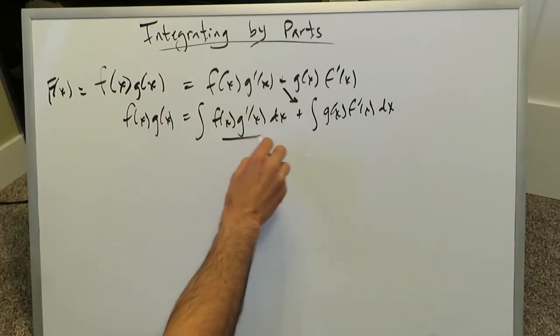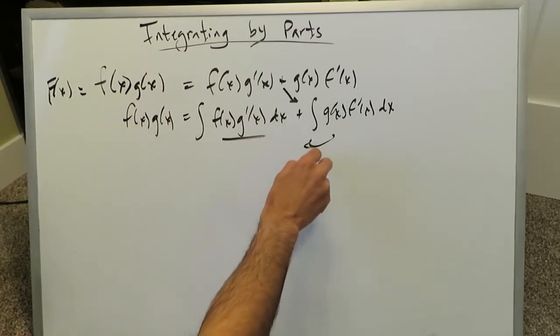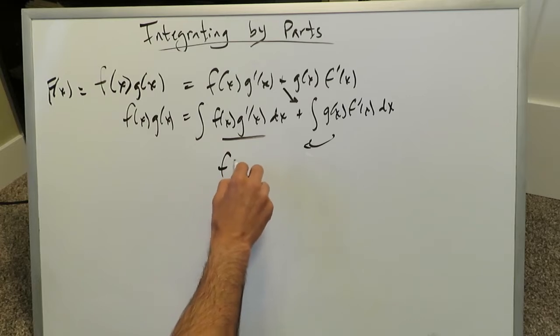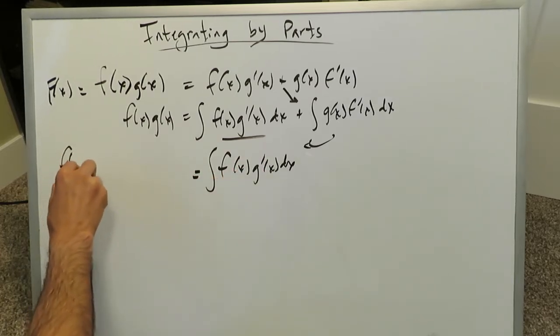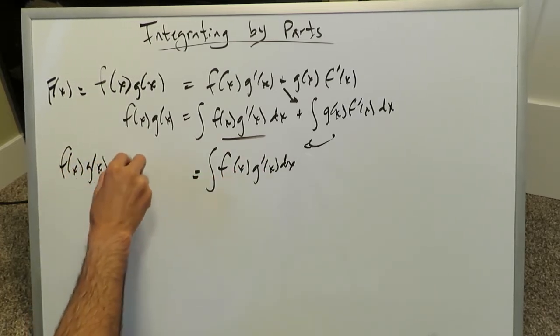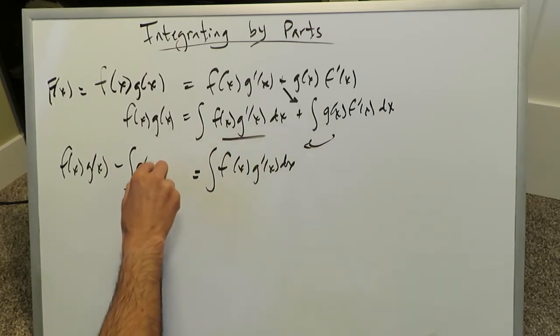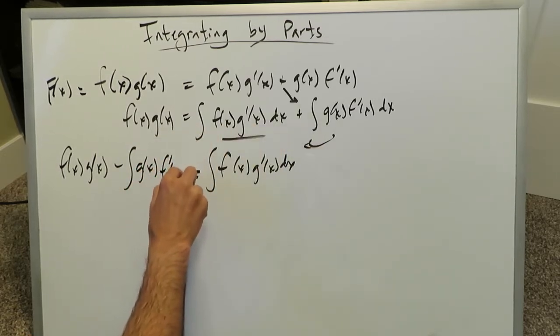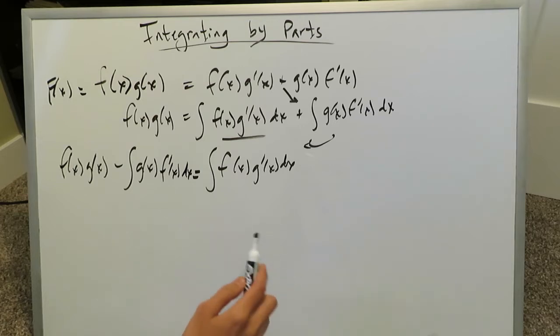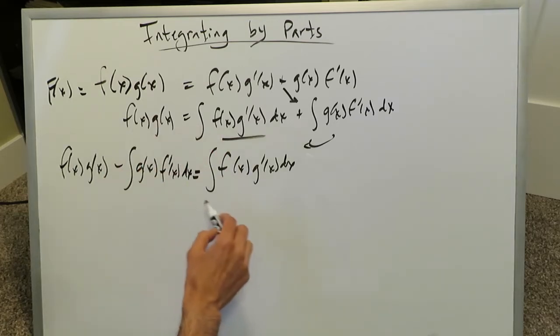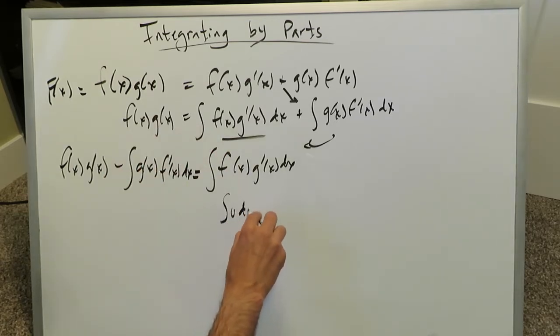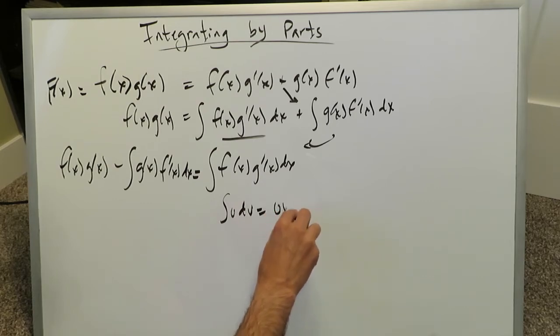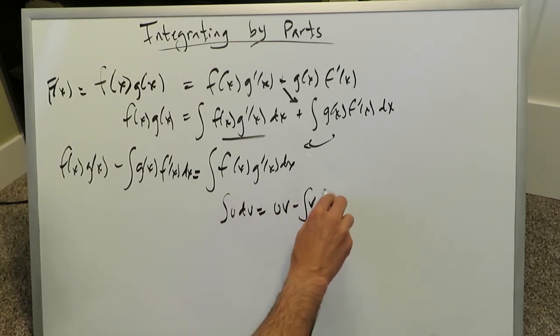Here what you have to do is actually solve for this and take this on the other side of the equal sign. So let's do that. It is equal to f of x g of x minus this which came from the other side, the integral of g of x f prime of x dx. Now we know the formula for integrating by parts, as I showed you earlier, was the integral of u dv is equal to uv minus the integral of v du.